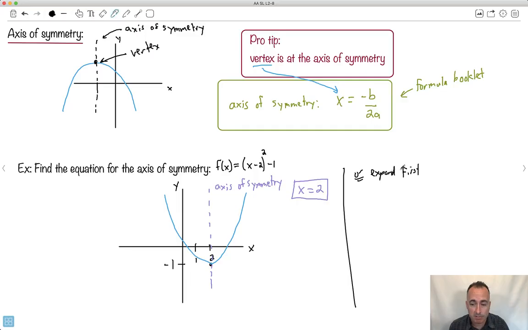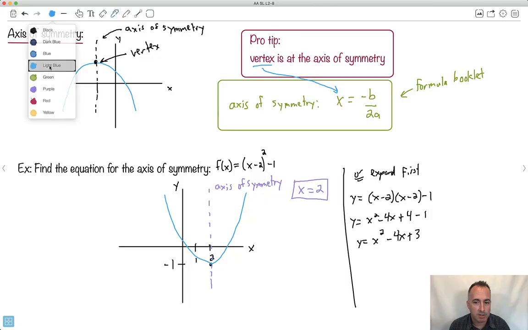I'll expand this first. I could have written this as y equals x minus 2 times x minus 2, minus 1. All right, I'll expand this. So x times x is x squared, minus 2x twice is minus 4x, and minus 2 times minus 2 is plus 4. Don't forget about the minus 1 there. So I have y equals x squared minus 4x, and 4 minus 1, which is plus 3. Why did I bother doing all this? Because now I know what a is. a is 1, the number in front of the x squared. I know that b is minus 4, the number in front of the x. I know that c is 3.